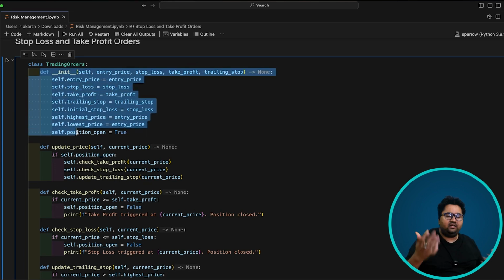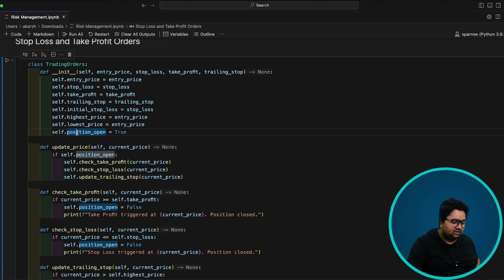So define init. Init is a default method. Basically, the init method initializes an instance of the trading order class, and then you have all the parameters here. The first is the entry price, which is the price at which you buy something. Then you have the stop loss, then take profit, then trailing loss, and a bunch of different parameters. There are a couple of methods like update price, which keeps the movement intact. It takes the current price as input and checks whether the position should be closed based on the take profit or the stop loss.